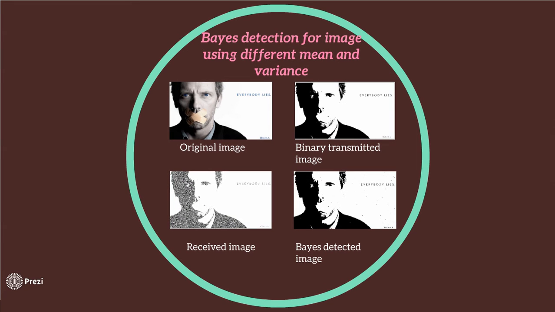This slide contains the results when Bayes detection is applied to another image, to which white Gaussian noise of zero mean and variance 36.6336 is added. The original image is shown and its binary equivalent is displayed next to it. Bayes detection is applied to the noise-added image and the output obtained is almost equal to the original binary image. The threshold used for the image is 129.09.